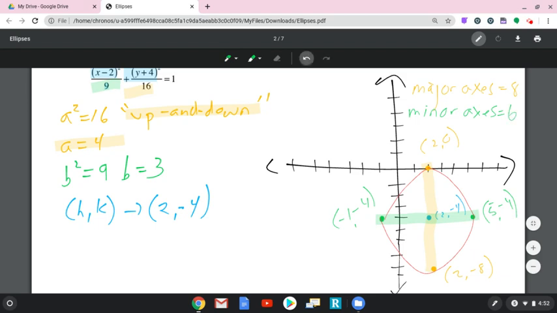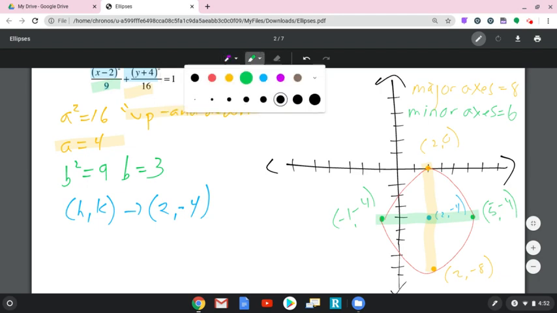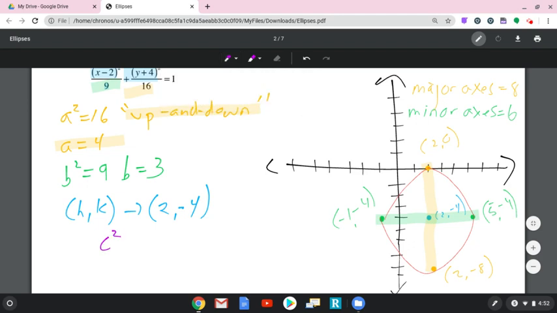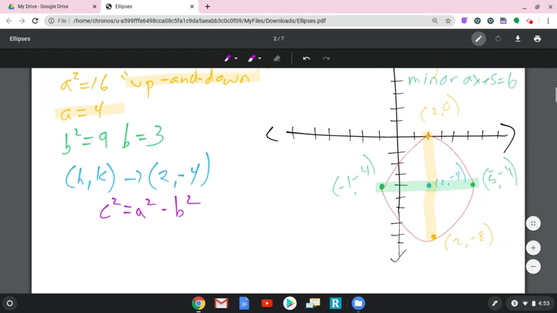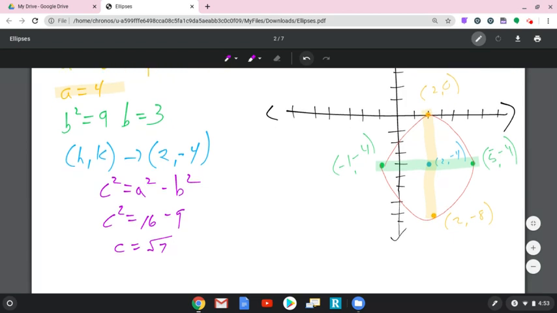All right. Now remember, the foci are always on the major axis. So let's take a look. In order to do the foci, we must first find C. The formula to find C is C squared equals A squared minus B squared. So C squared equals 16 minus 9. That means C is going to be the square root of 7.